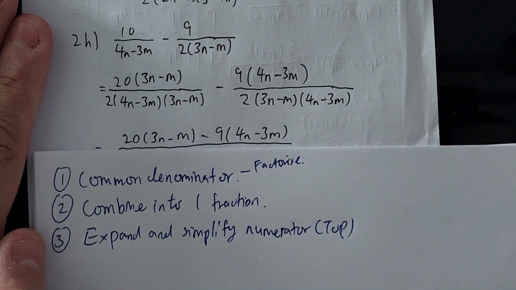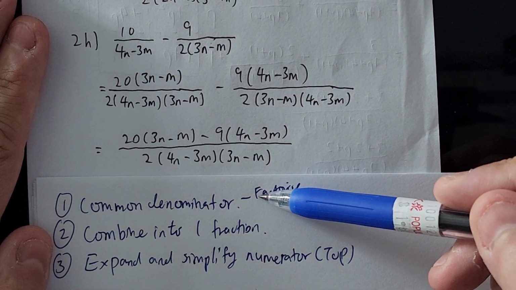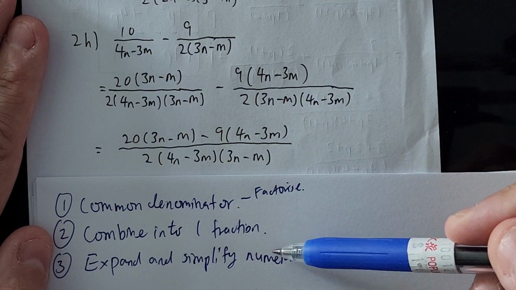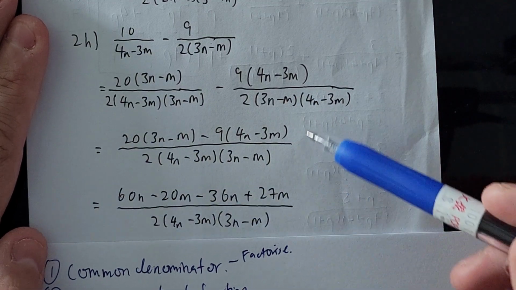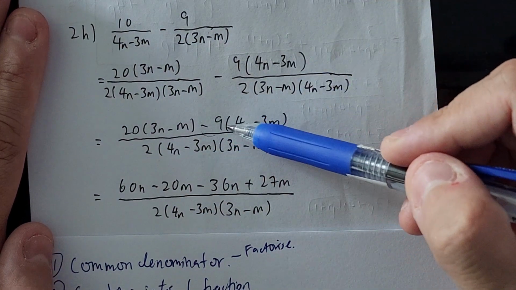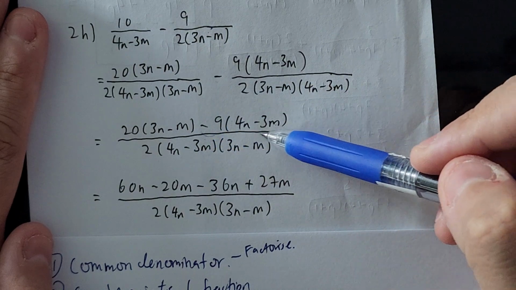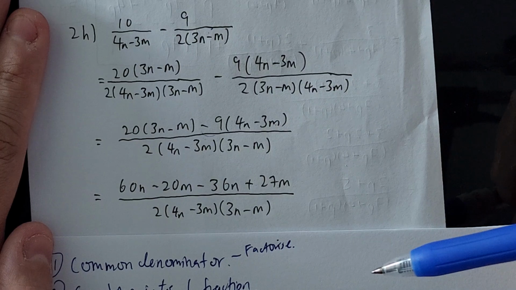Next step, combine to a single fraction. So common denominator, combine to a single fraction. Next step is expand and simplify. So I'm doing expansion. Always be careful of the last term. It's a negative 9 multiplied by a negative 3m to give me a positive 27m.